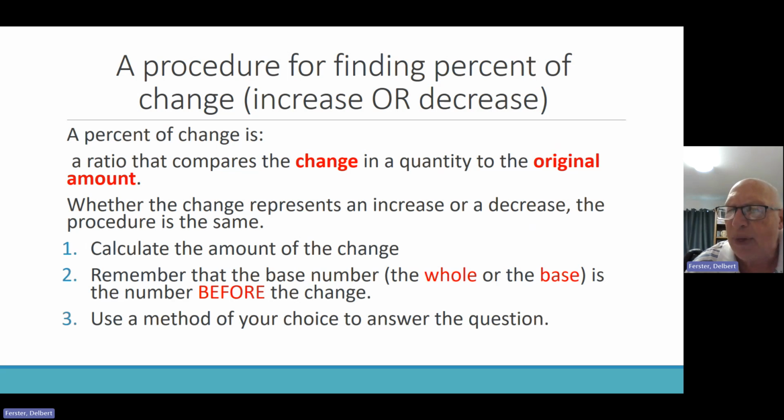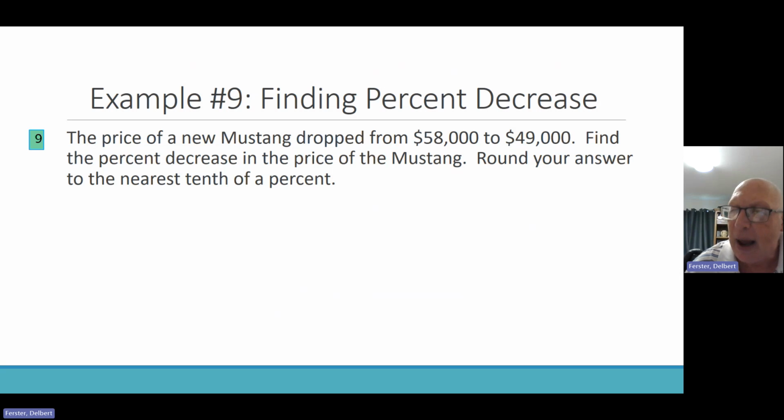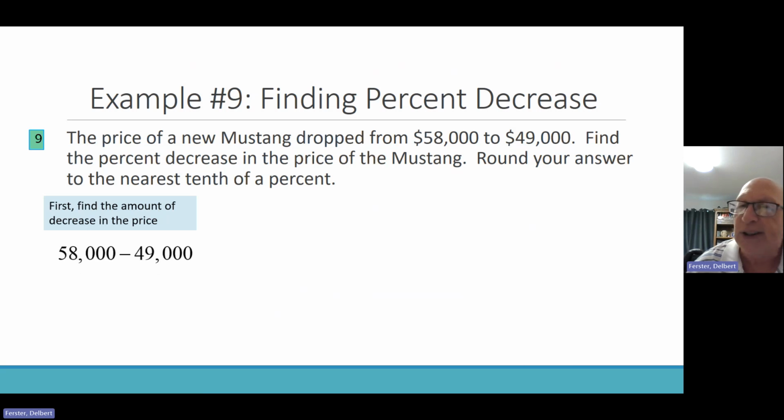As it turns out, you do the same thing no matter whether the price goes up or down, in that you find out how much it changes and you compare that change with the original number. What was it before the change took place? On the Mustang problem here, price dropped from 58,000 to 49,000. First thing you got to do is find out how much change that was. So it's a quick subtract for 9 grand.